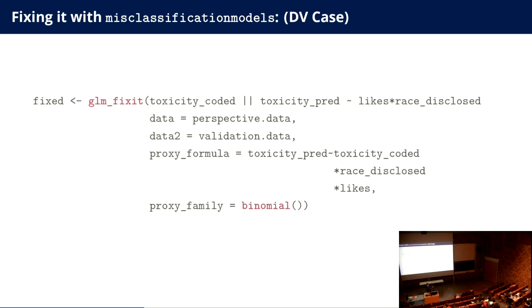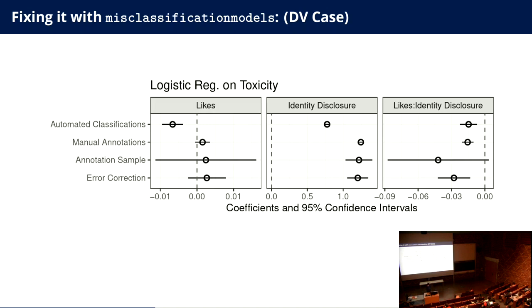And then it also works in the dependent variable case. Here, again, the error correction methods, like the manual annotations, correctly didn't falsely estimate a negative relationship between likes and automatic classifications. Okay.